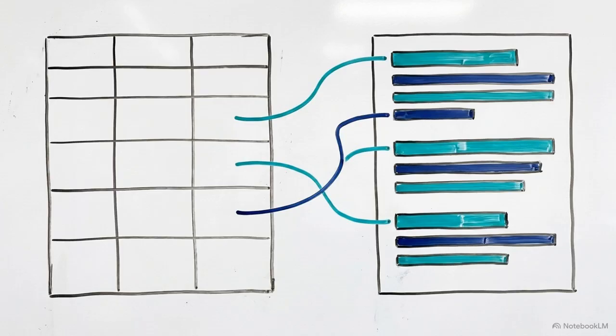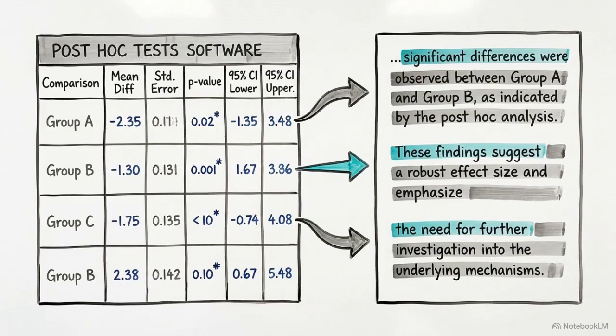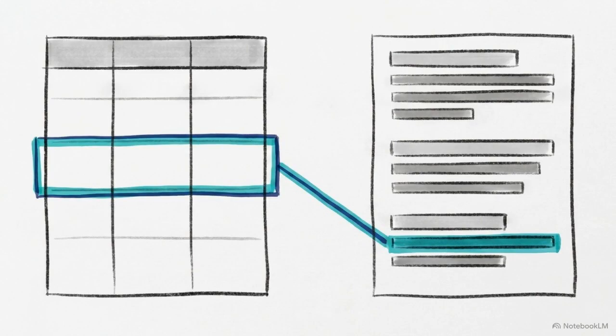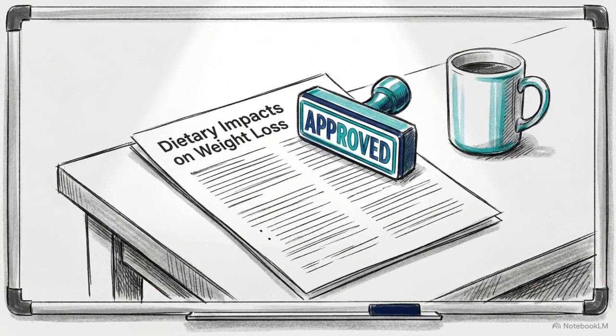We begin with the omnibus results. We report the F statistic, the degrees of freedom, the p-value, and the effect size to establish that the diet type had a significant impact on weight loss. Then we use the Tukey p-values to write the specific findings. We report that Diet C resulted in significantly greater weight loss than A or B, while explicitly noting that diets A and B were statistically equivalent. By following this process, you've turned a raw spreadsheet into a defensible, actionable scientific conclusion.